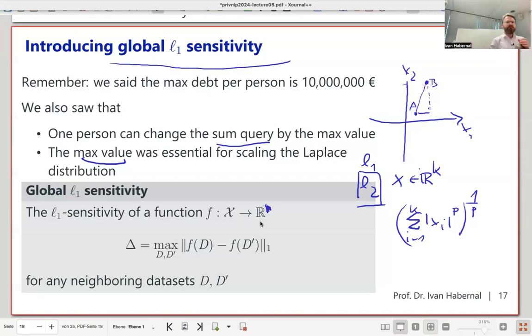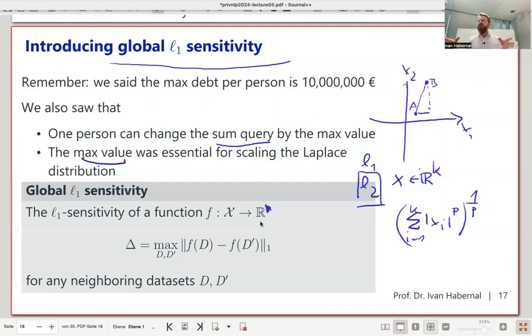Fair enough. Okay, so this is global L1 sensitivity. Why is it L1? Why is it not L2? It has something to do with the Laplace mechanism we're using. For the Laplace mechanism, we need to work with L1 distance for a reason, because of the triangle inequality. Sorry, I'm going too fast forward.